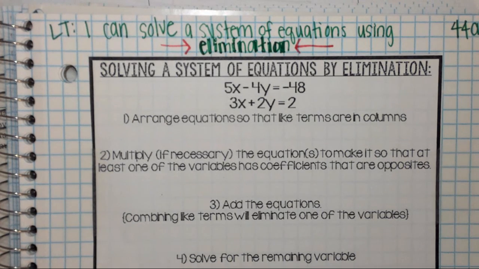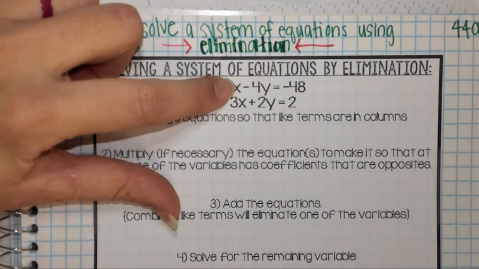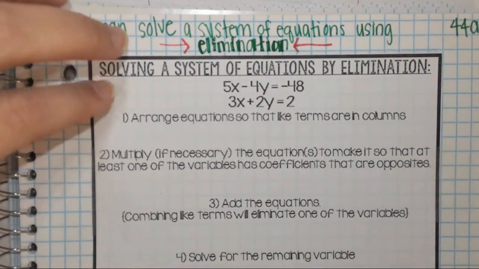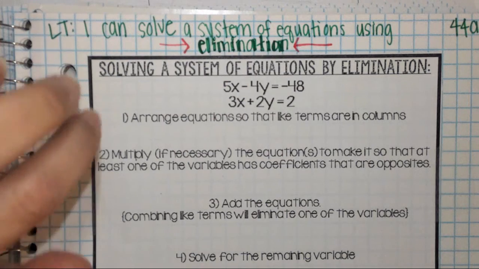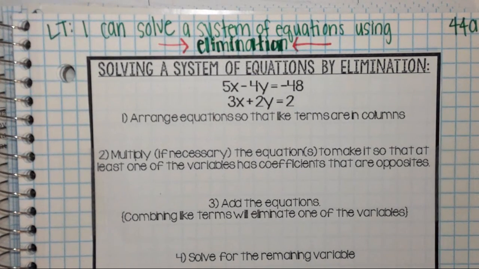Alright, so elimination is where you kill one of your variables first. Hence the name elimination. So these are the steps that you do. We're not going to work out this first problem because we're not going to start with problems that we need to multiply. We're just going to do basic elimination where everything matches up and it's beautiful and it's Narnia, et cetera, et cetera.